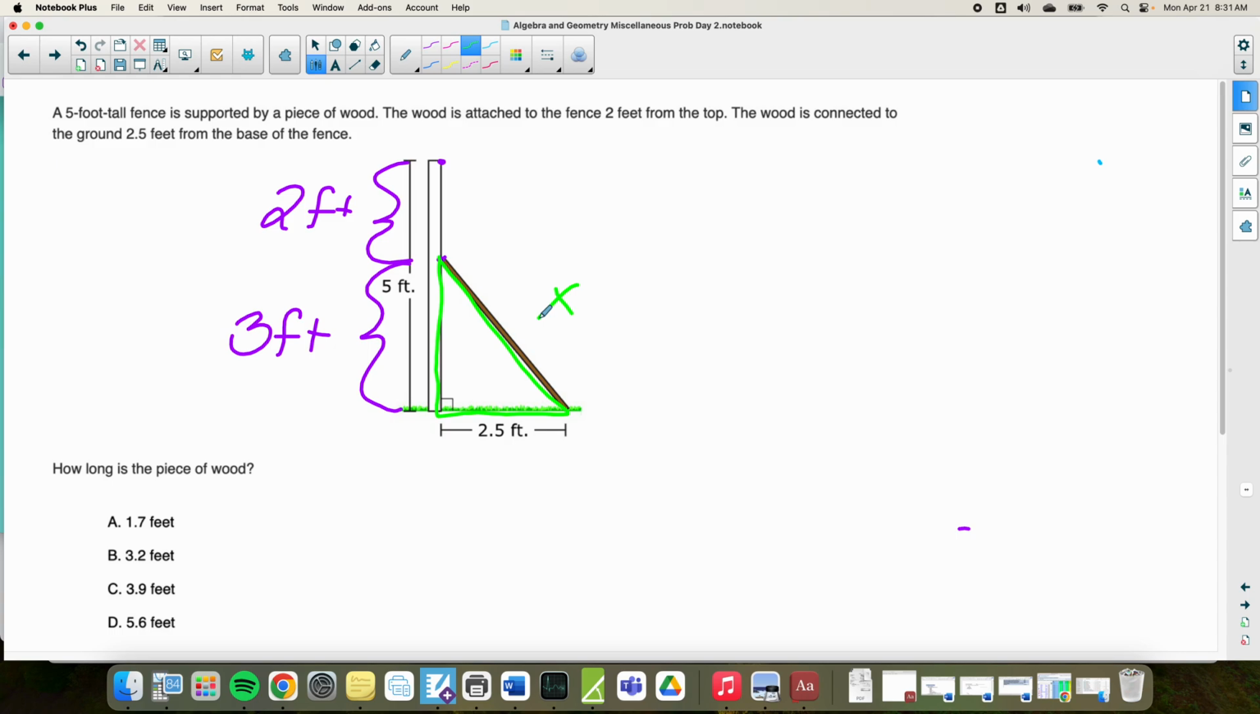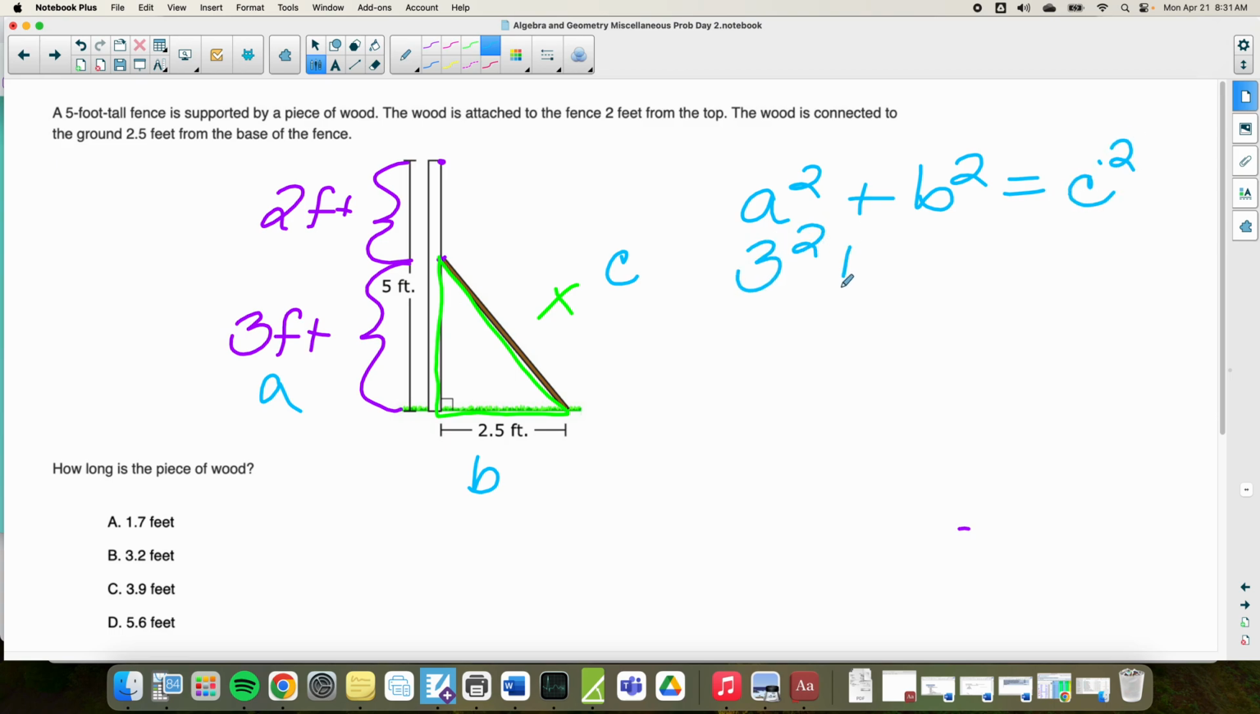Pythagorean theorem. And isn't this your C? Do you guys get that? So this is my C, this is my A, this is my B. Okay, so if I did A squared plus B squared equals C squared, A could be my 3 squared, B is 2.5 squared, and C is x squared. Okay, this is 9. 2.5 squared would be 6.25.